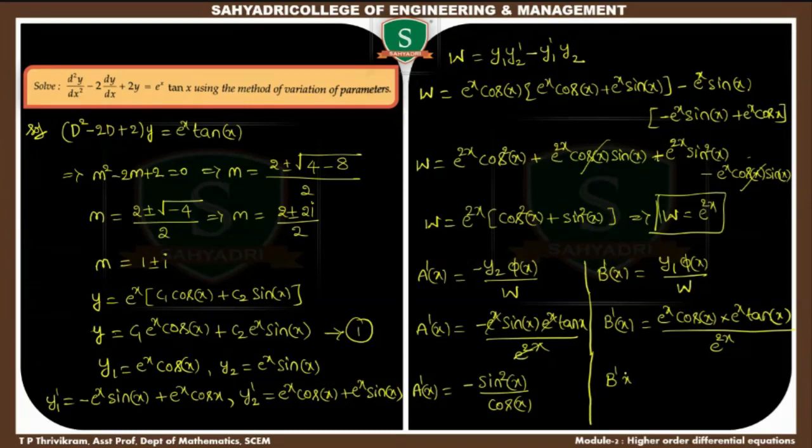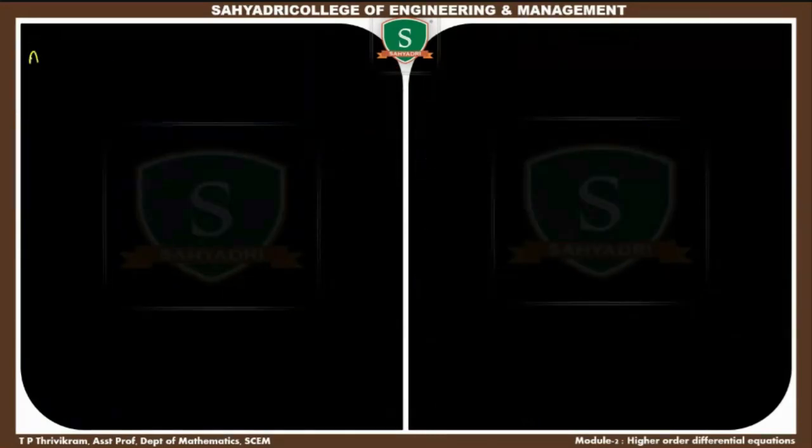Similarly, B dash of x. So e power x gets cancelled. Cos x into tan x will be how much? Sin x. So I'll get sin x. So now A of x will be equal to minus integral sin square x divided by cos x dx. Similarly, B of x is equal to integral sin x dx.